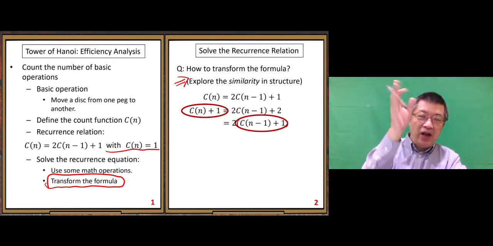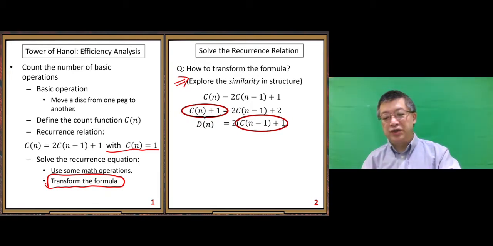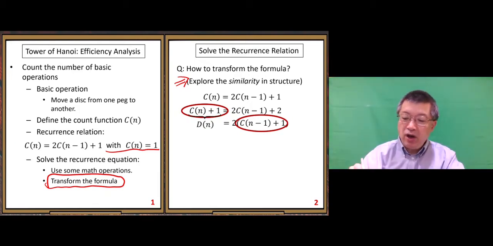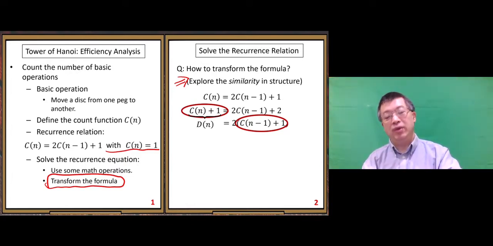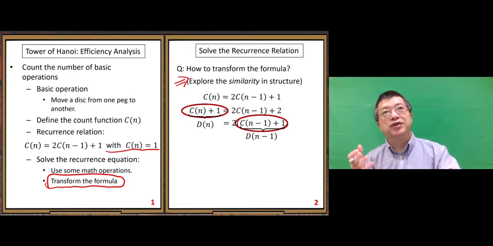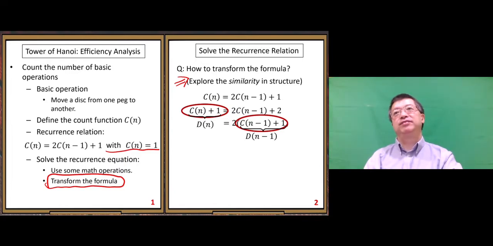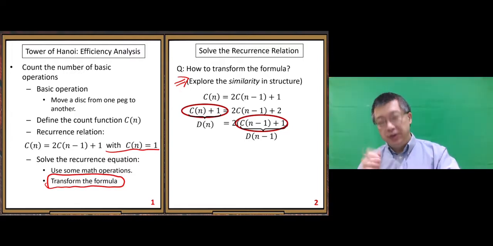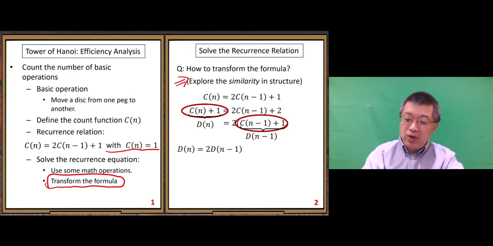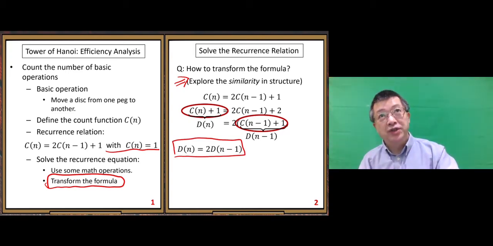To see that clearly, we like to introduce a new notation d of n to represent that whole structure, C of n plus 1. So C of n minus 1 plus 1 is d of n minus 1. So we do substitution, new notation. Why is it important to use the new notation? Because after we use that new notation, we get this new equation. Look at this. Is it much easier to solve than before?